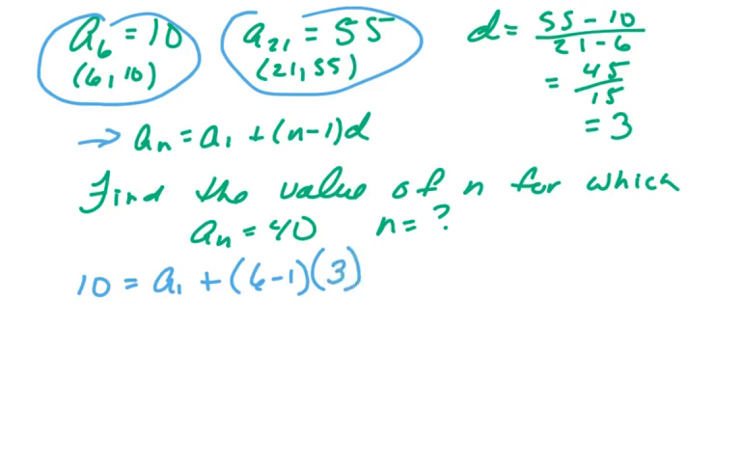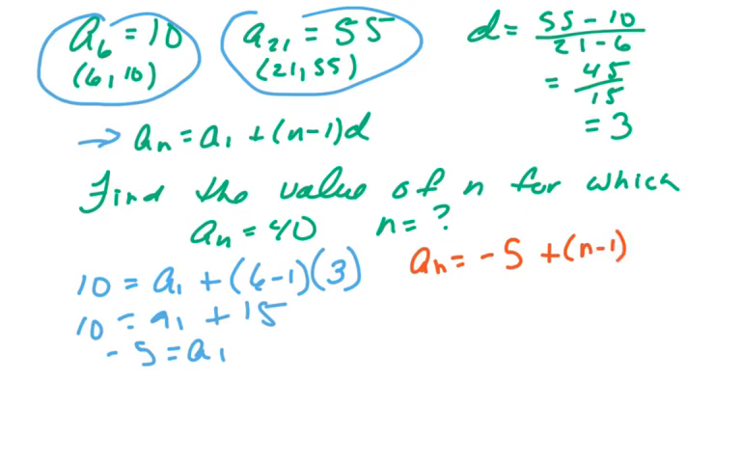So it was the sixth term. It is 10. Our common difference is 3. So a sub 1 is actually negative 5. So we write our rule. A sub n equals negative 5 plus the quantity n minus 1, and then times our common difference, which, I guess I can write that in this case, is 3.